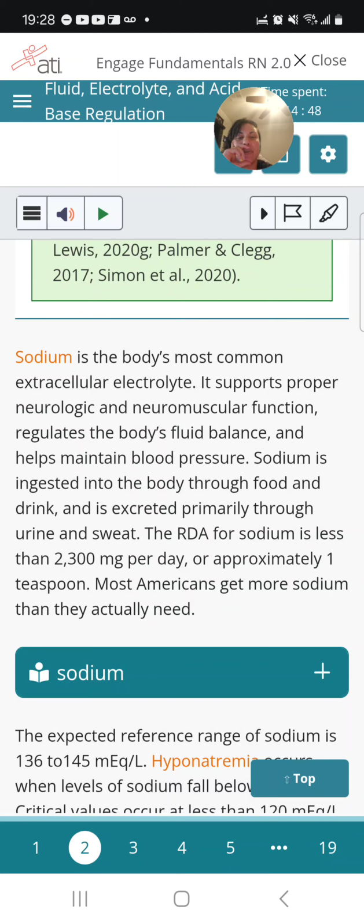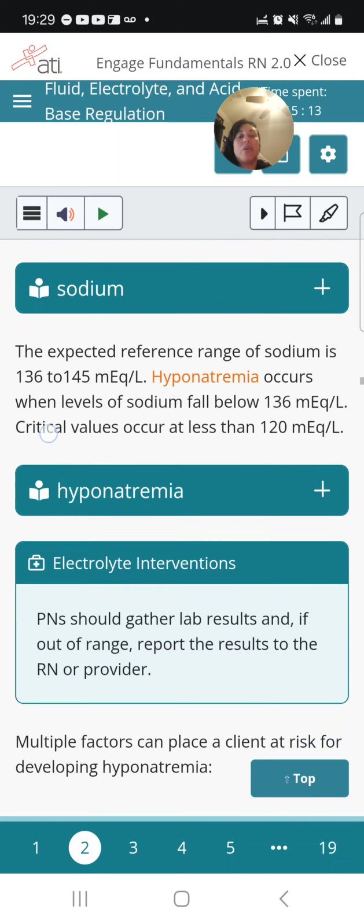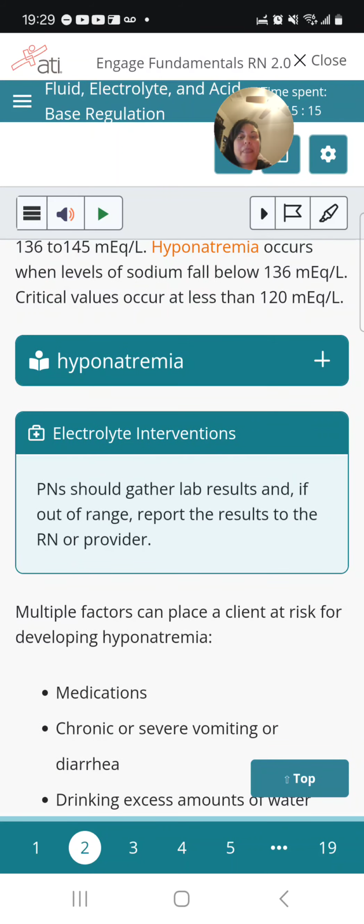The RDA for sodium is less than 2,300 milligrams per day, or approximately 1 teaspoon. The expected reference range of sodium is 136 to 145. Hyponatremia occurs when levels of sodium fall below 136, and critical values occur at less than 120 milliequivalents.